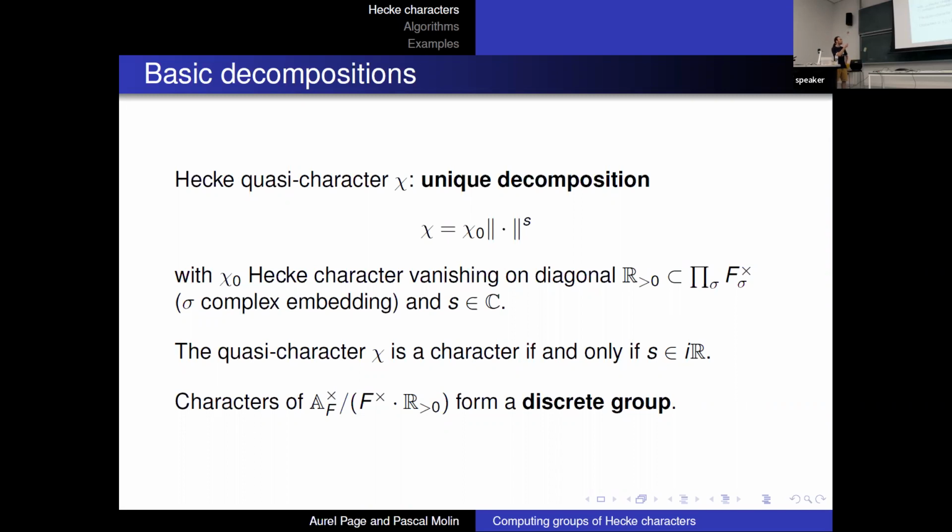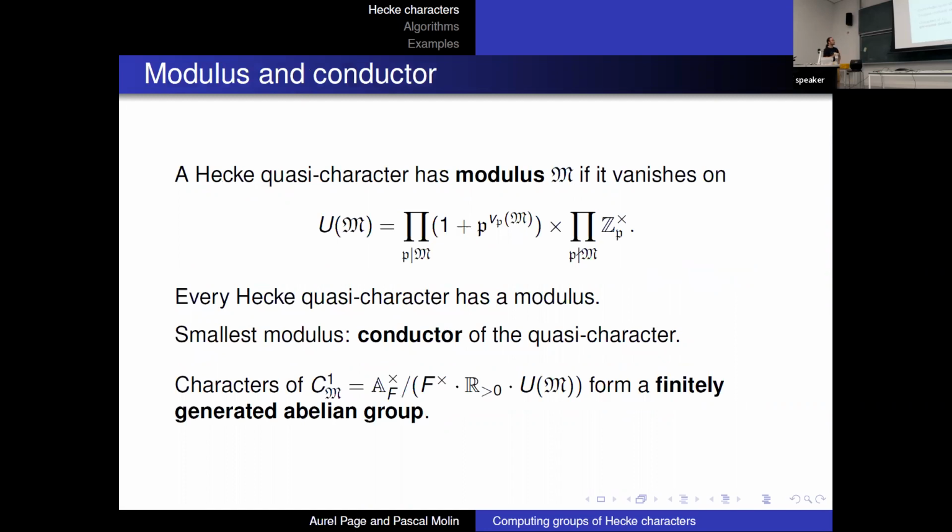Right. So now we are in this discrete setting. We want to refine a bit more this decomposition so we can get actual nice groups that we can compute. And the way we're going to do that is by introducing modulus that will be analogous to the modulus that we had for finite order characters.